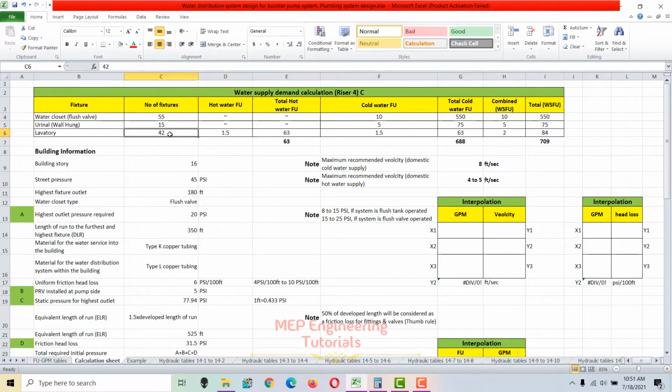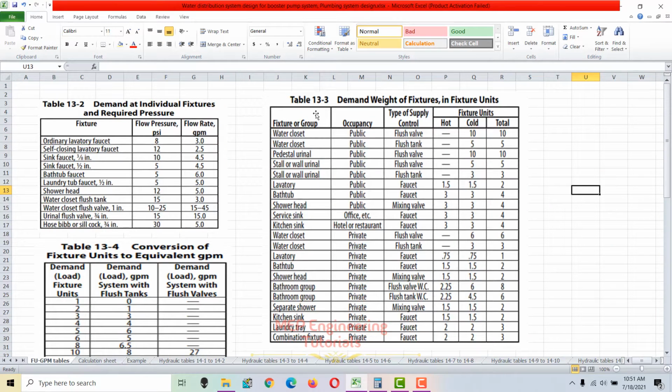In total we have 42 laboratories, and in the laboratory we have both hot water as well as cold water connection. So we need to write values for the hot and cold water. We'll go here to our table 13-3 and check for laboratory. This one is the laboratory, but this is private, and this laboratory is public. So we are going to use this one, public laboratory.